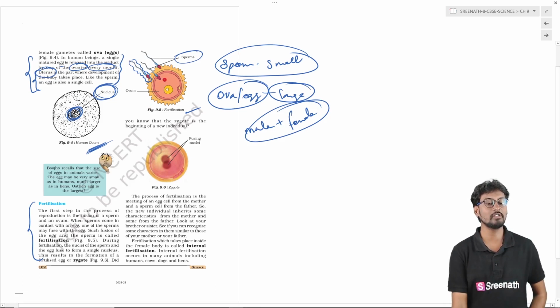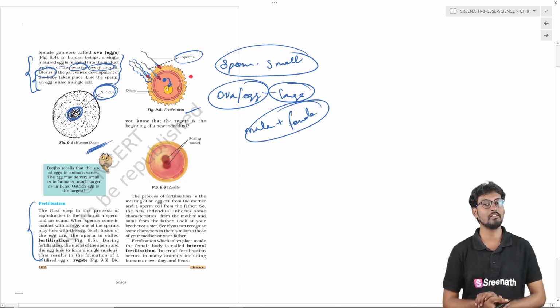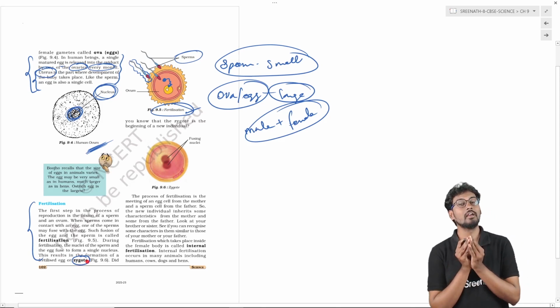The male gamete has been released into the cytosol, and it will fuse with the female gamete, that is the ovum. The fusion between the male gamete and the female gamete is called fertilization. The end product of fertilization is the formation of a zygote, also called a fertilized egg.